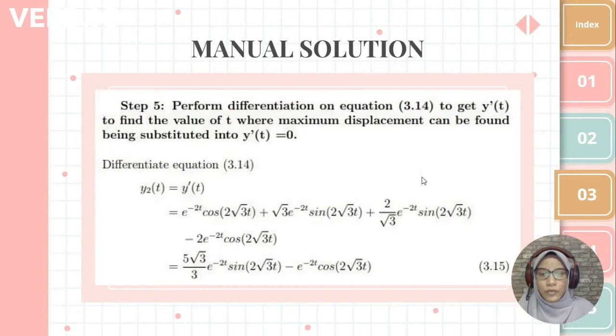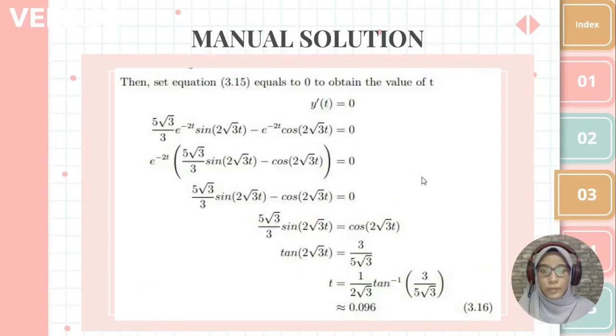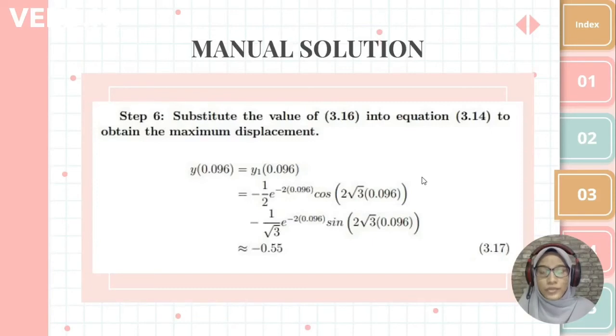Step 5. We perform differentiation on equation 3.14. We set equation 3.15 equal to 0 in order to get the value of t. Substitute the value of t, 0.096, into equation 3.14 in order to get the maximum displacement. We will get the maximum displacement as 0.55 meter to the left of equilibrium.